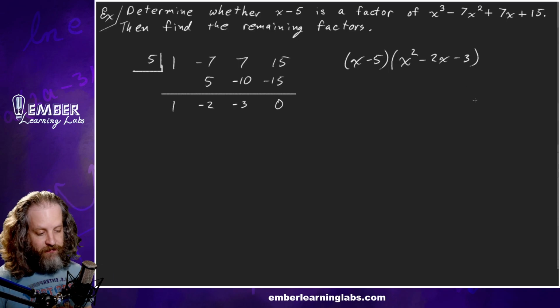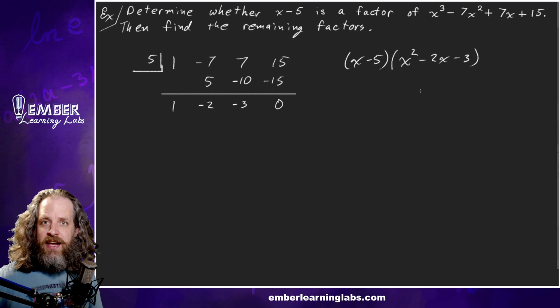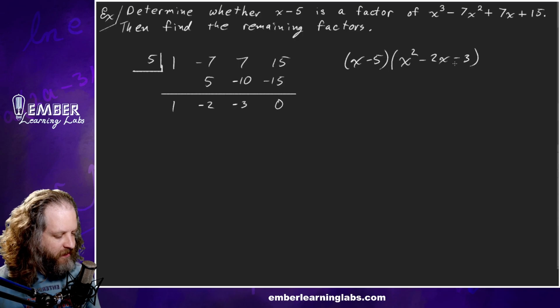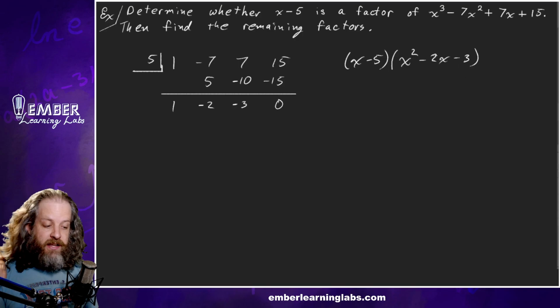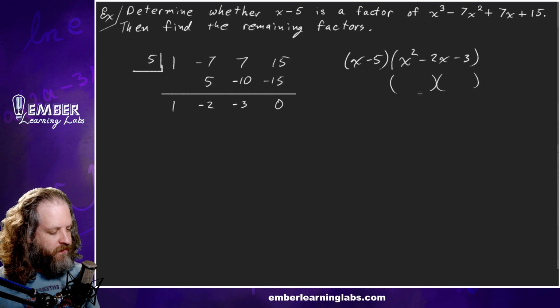So then it says, then find the remaining factors. We need to see, and we can assume that this is going to factor. If it doesn't factor, then these are the factors, this and that. But let's figure that this probably does factor. So let's try factoring this guy.